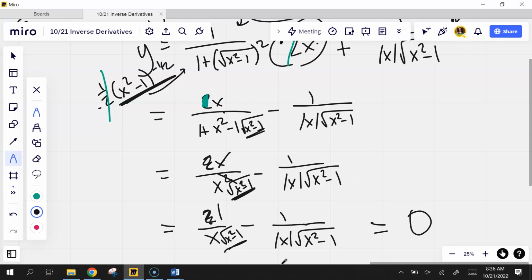Because, this is why, which number, where am I at here? 21. It gives you the stipulation that x is greater than 1. So if x is always greater than 1, it's always positive anyway. So as long as it's always positive, it's going to be the same denominator.